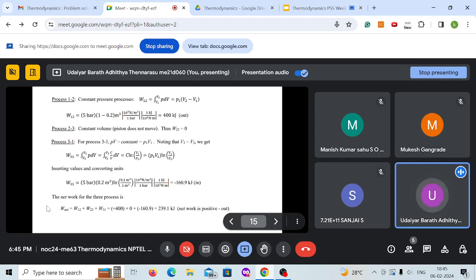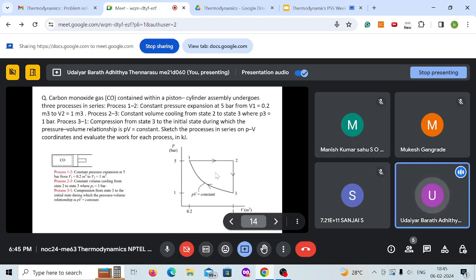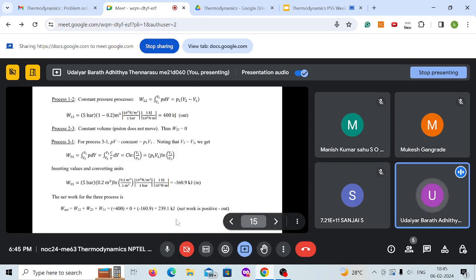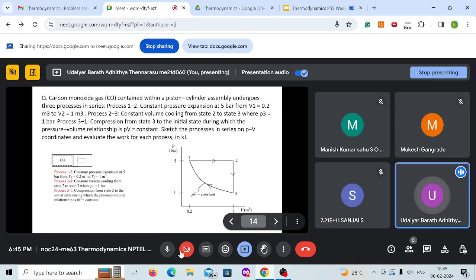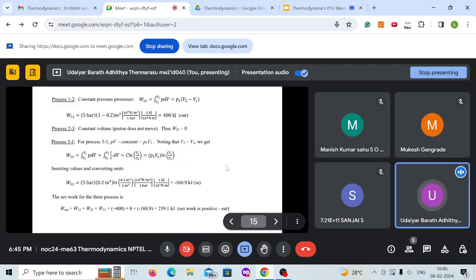Now the net work is summing up all three processes, you will get the net work which is being done. That will come out to be plus 400 plus 0 minus 160.9, which is 239.1 kilojoules. So this is the amount of work which you are getting with the cycle. If you do such a cycle, you are producing 239.1 kilojoules of work, and this will come out to be the area under these 3 processes. If you see, it's not a triangle but something like that, so the area of that will be equal to this W net.